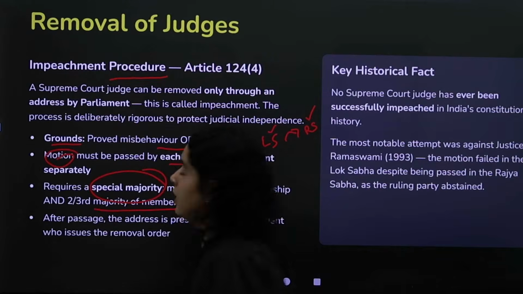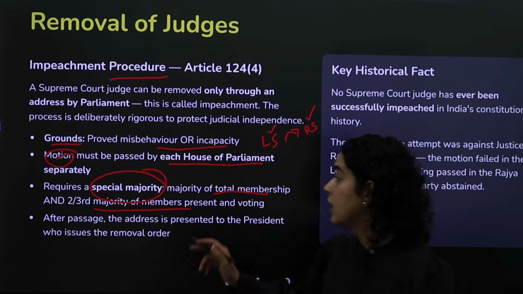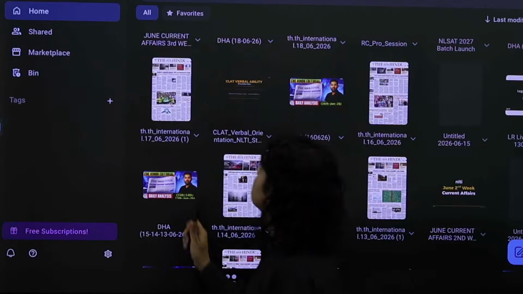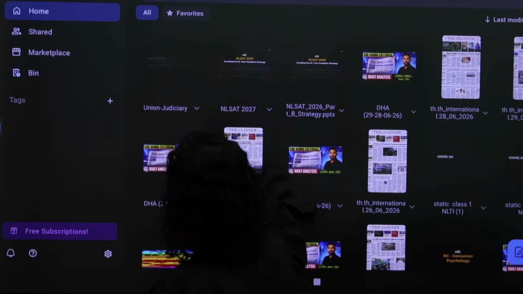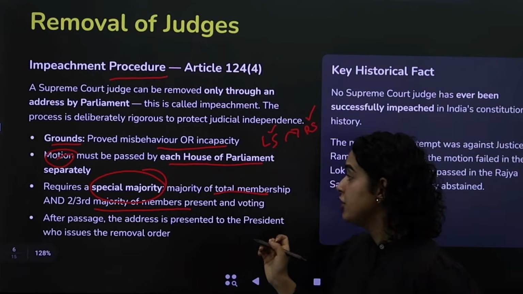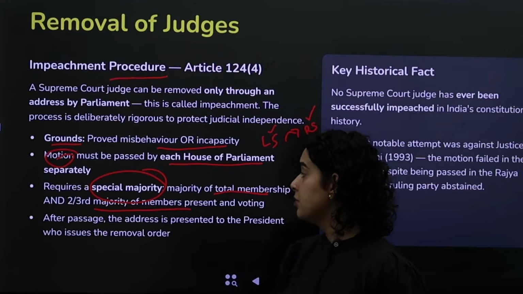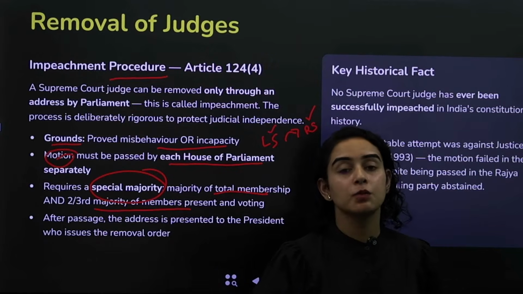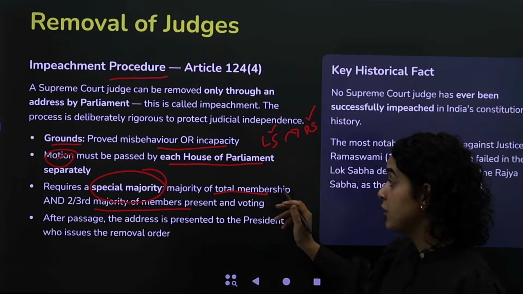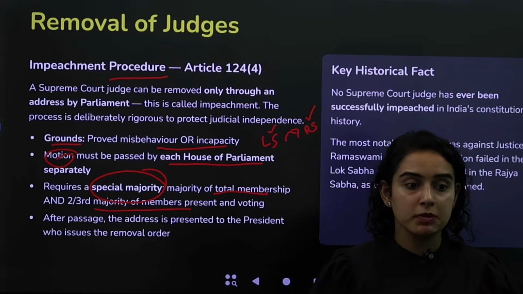Yes, special majority means a majority of the total membership of the house and a two-third majority of members that are present and voting. Now, what does that mean? Let's understand. Total membership of the house.